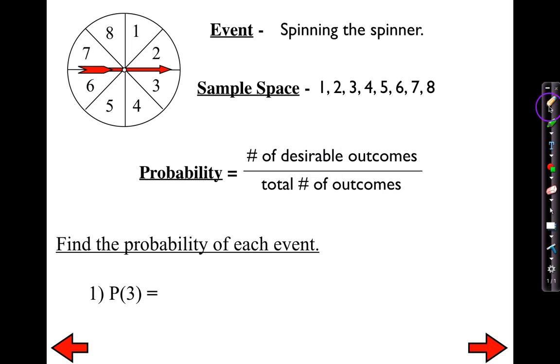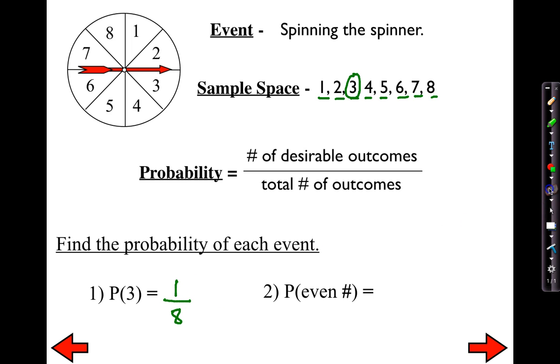So here, what's the probability of spinning a 3? Well, first we're going to look at the number of desirable outcomes. I'm looking just for 3. So how many ways could I spin a 3? There's only one way, so that's going to be a 1. Total number of outcomes: how many total outcomes are there? Well, there's 1, 2, 3, 4, 5, 6, 7, 8. So my answer is going to be 1/8.